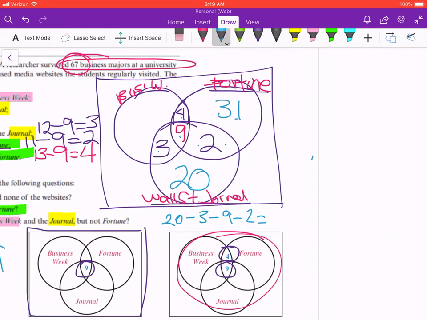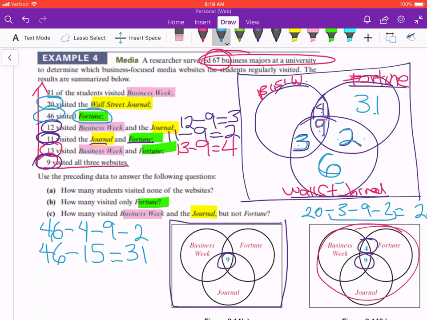And that will become, I will add the negatives first. So that will be 20 minus 14, and that would be 6. So instead of placing all 20 who visited the Wall Street Journal here, we need to put only 6. Now, if we were to add 6 plus 2 plus 9 plus 3, we will get the 20 that visited the Wall Street Journal. Now, our last statement here, we have that 21 visited Business Week.